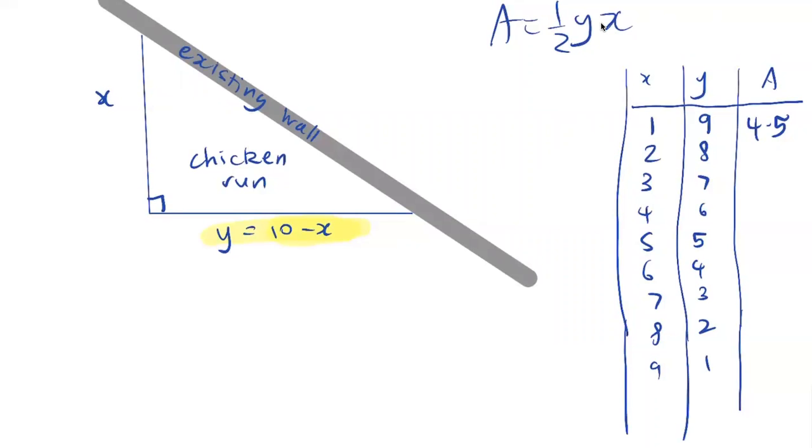Well, half the base, if you like, is, if the base is that, it's 4. 2 times 4 is 8. So that's a big improvement already, isn't it? So we've gone from 4.5 to 8.